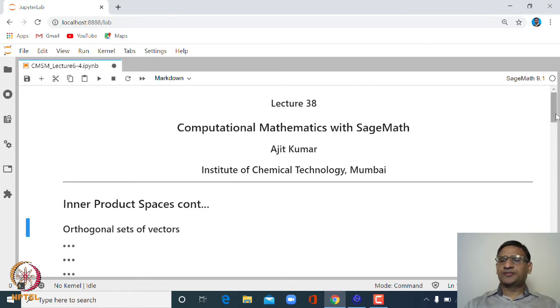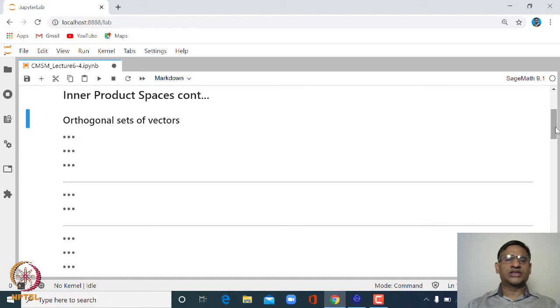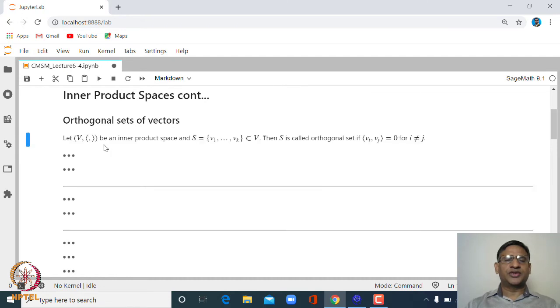So let us define what is the meaning of an orthogonal set of vectors in an inner product space. Suppose V is an inner product space and S a subset of V containing vectors v1, v2, ..., vk. This could be an infinite subset as well. Then we say that S is an orthogonal set if the inner product of Vi with Vj is 0 whenever i is not equal to j. That simply means that if you take any two distinct elements in S, they should be orthogonal. Such a set is an orthogonal set.